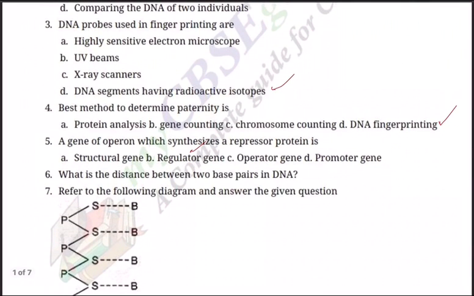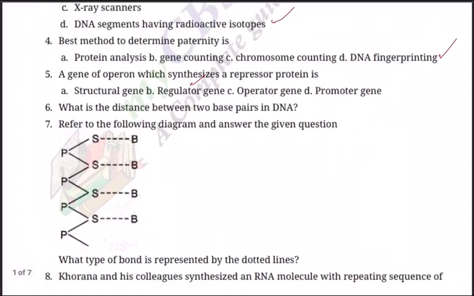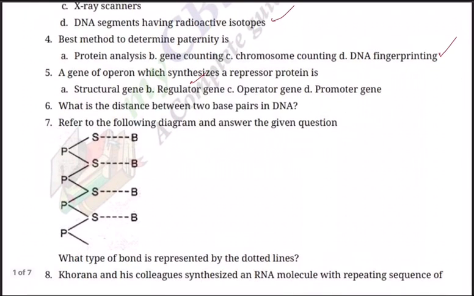Now, these are the multiple choice questions. Now we go for the objective type questions. What is the distance between two base pairs in DNA? Straight knowledge level question, just memory based one. Question number 7. Refer to the following diagram and answer the given questions. Only one question is there. So here, what type of bond is represented by dotted lines? These lines which are there, what type of bonds are there?